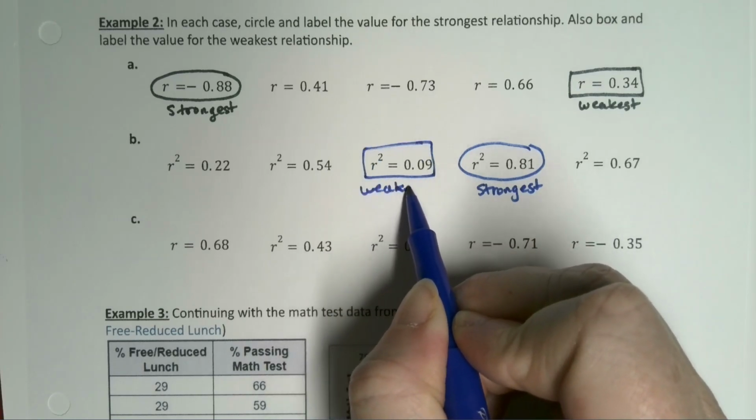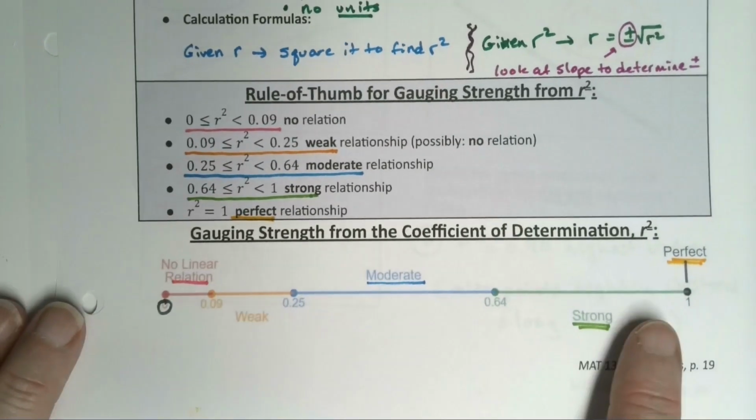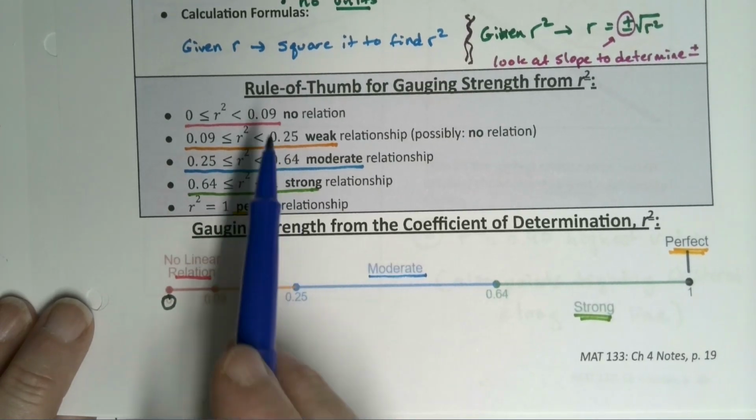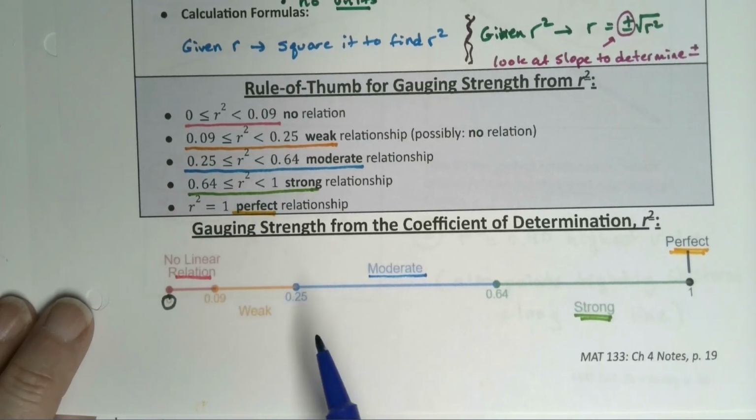It's much more straightforward because for R squared, it's only between 0 and 1. It doesn't have that whole other side to things. So it's much more straightforward. There's only a few sections that it could be.